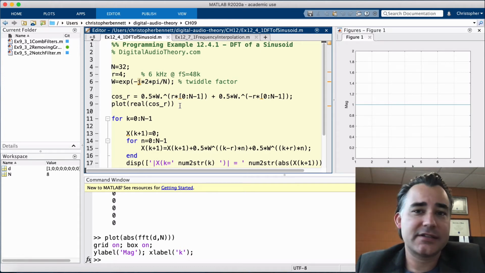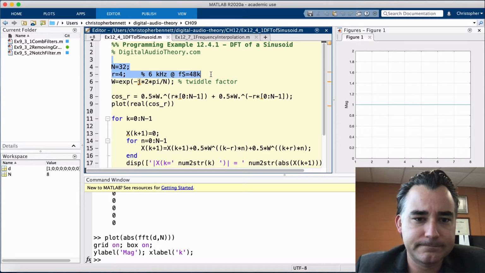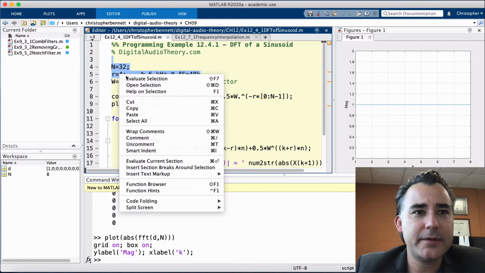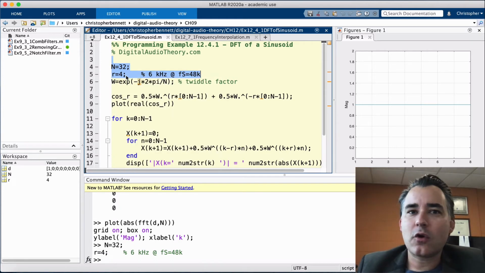Let's go ahead and select 6K for this programming example. And so the ratio is 4 over 32. 32 being the number of points and 4 being the bin that represents 6K at 48K sampling rate. We'll let the letter R select the numerator of this ratio inside our code. We will evaluate.